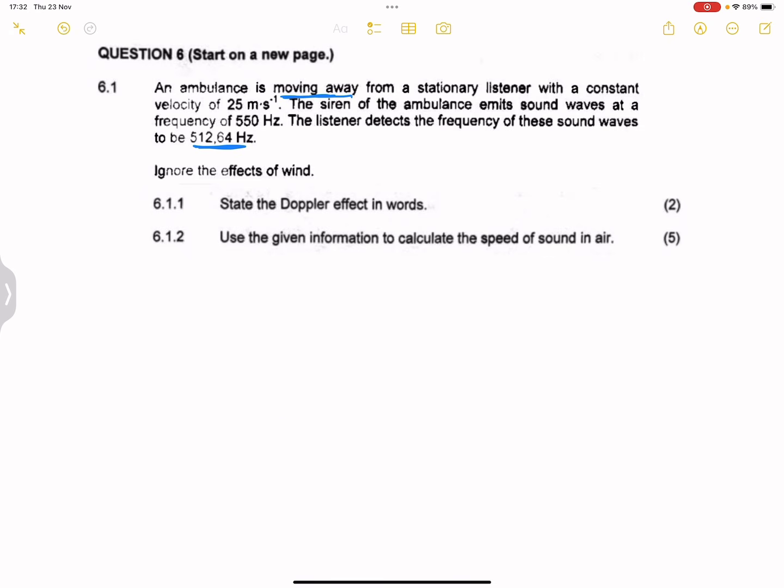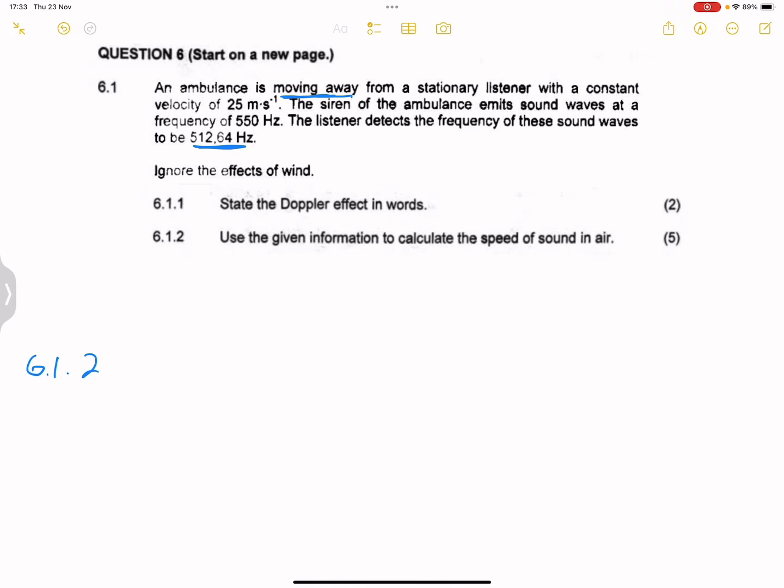The first question they say to us is, state the Doppler effect in words. So we know that it is the change in frequency of the wave in relation to an observer who is moving relative to the source of that wave, or you can say it is the apparent change in the frequency of the observer relative to the velocity of the source. You can put it in either of those two ways. Now let's go to question 6.1.2, which has to do with the calculation.